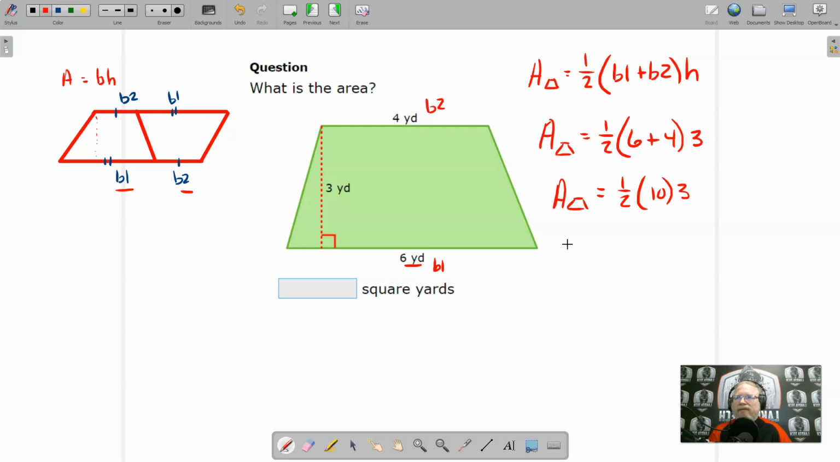So we took care of the 6 plus 4. Now on the next step, let's go ahead and take 1/2 of 10, which is 5. Now let's bring down the 3, and now the area of the trapezoid is 15 in this case. So our area equals 15.